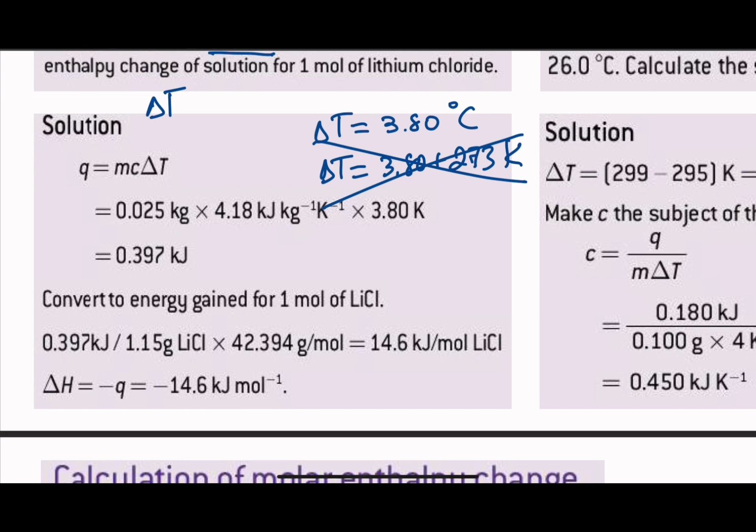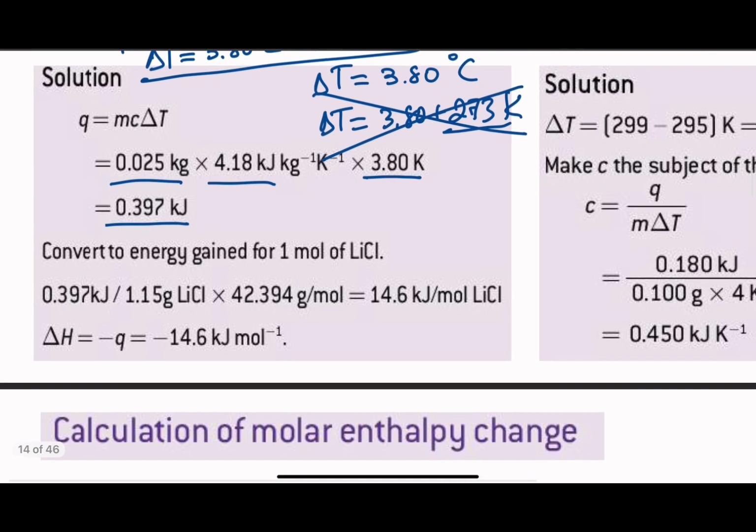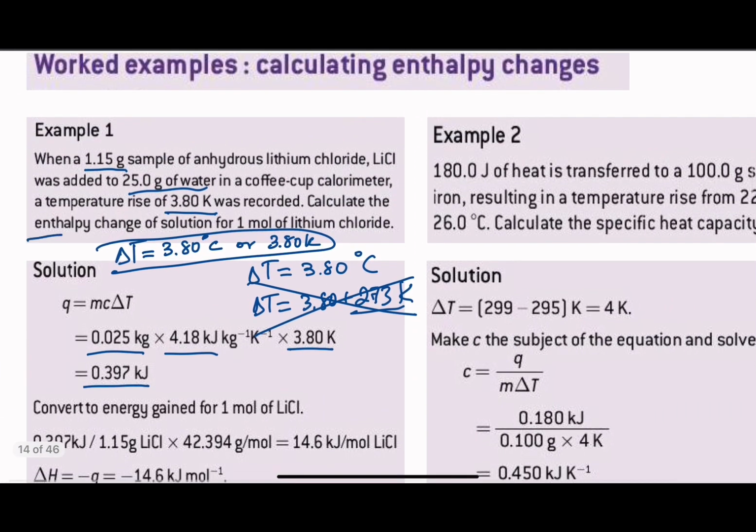If delta T is 3.8 Celsius, it is the same as 3.80 Kelvin. It is the same. Please do not change it and add 273 or something like that. You need to put your specific heat capacity, your delta T, and the mass of the solution. You will get the Q, okay? And then from there, we're asking you to calculate the enthalpy change.